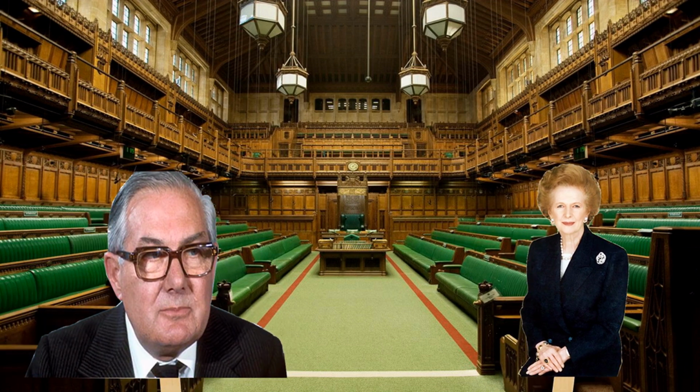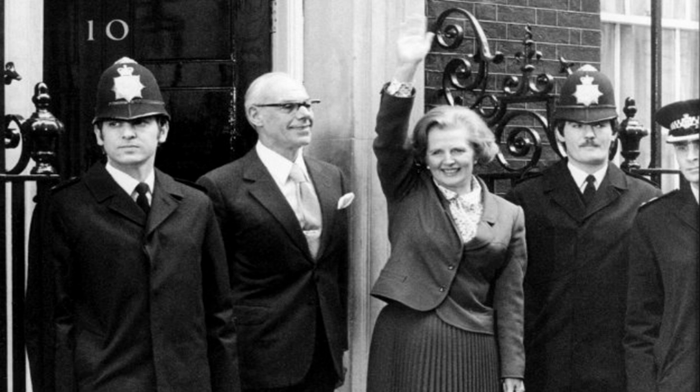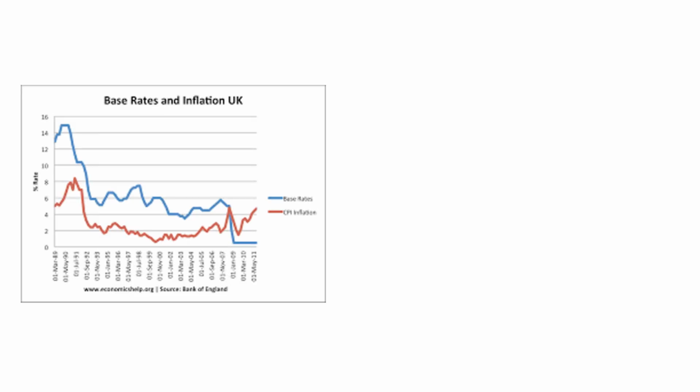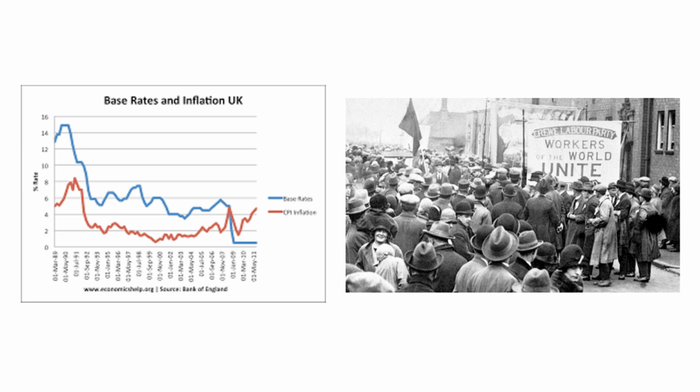Now, why is that? Because Thatcher became Prime Minister after winning the 79 election. She campaigned on reducing inflation and cracking down on the trade unions.